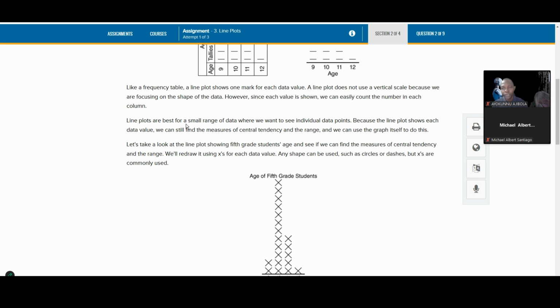Line plots are best for a small range of data where we want to see individual data points, because line plots show each data value. So we can still find measures of central tendency and the range, and we can use the graph itself to find them. So let's take a look at a line plot showing the fifth grade.